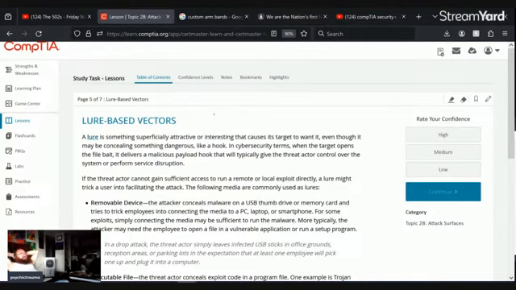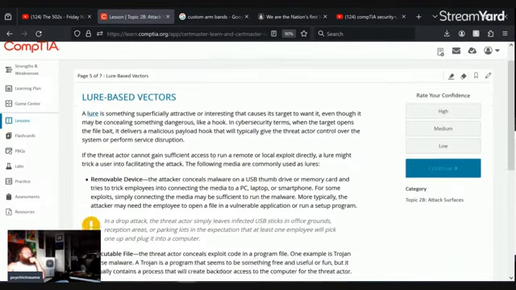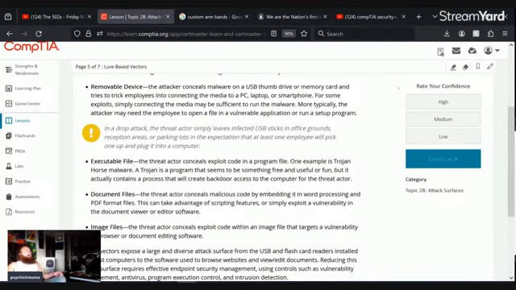Removable device: the attacker conceals malware on a USB thumb drive or memory card and tries to trick employees into connecting the media to a PC, laptop, or smartphone. For some exploits, simply connecting the media may be sufficient to run the malware. More typically, the attacker may need the employee to open a file in a vulnerable application or run a setup program. In a drop attack, the threat actor simply leaves infected USB sticks in office grounds, reception areas, or parking lots in the expectation that at least one employee will pick one up and plug it into a computer.